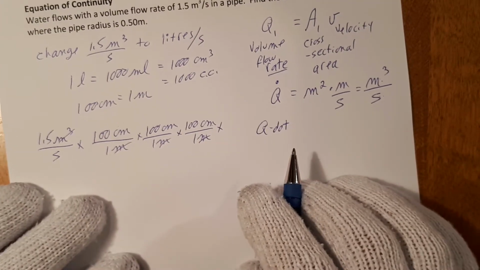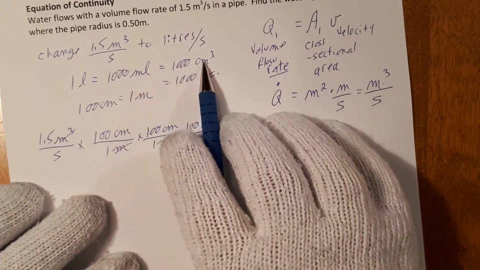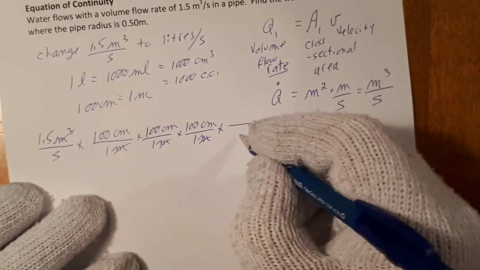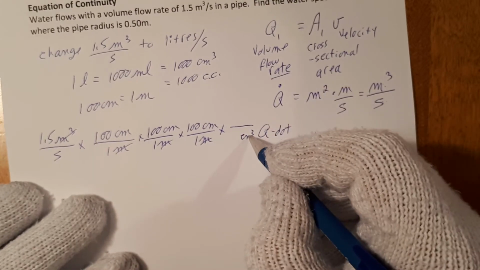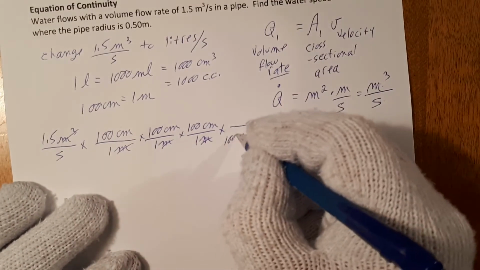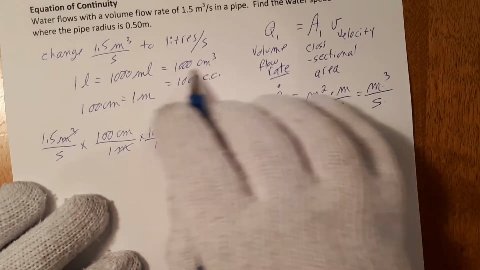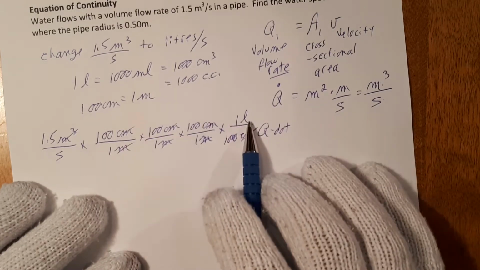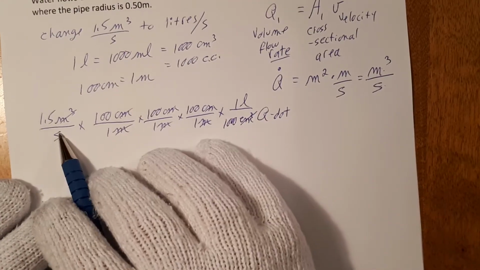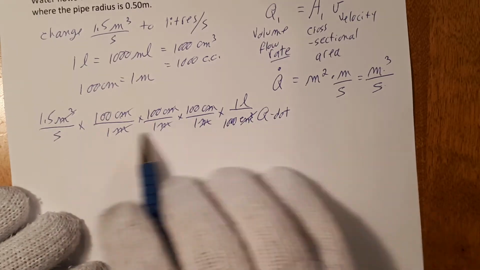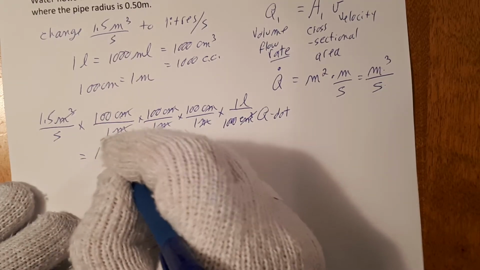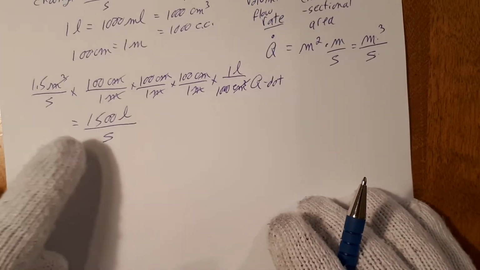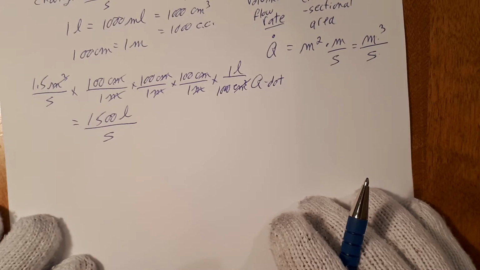And let's change this now to liters using this. And let's see, we'll follow the units. This is cubic centimeters on the top. We want to put cubic centimeters on the bottom. And this will be 1,000. 1,000 cubic centimeters to 1 liter. Cubic centimeters all cancel out, effectively giving us liters per second. After doing all the math, this comes to 1,500 liters per second. Now that's a lot of volume of water flowing through a pipe.